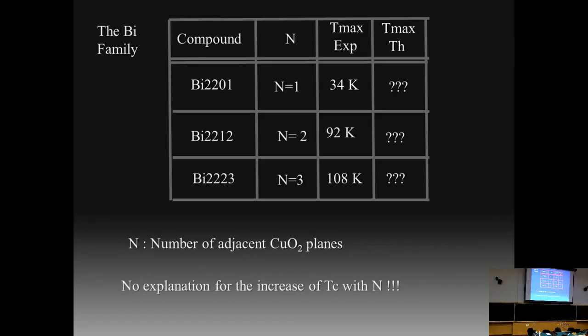So this is just an example. For the bismuth family, we have the one-layered compound, the 2 layers, the 3 layers. So why do these temperatures increase with the number of planes? There's no explanation so far.